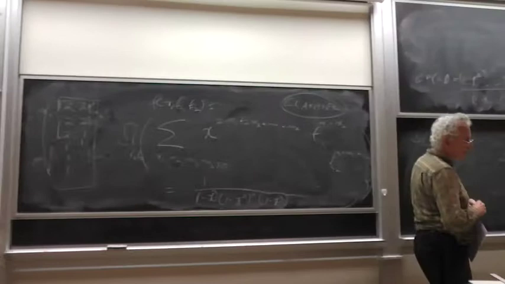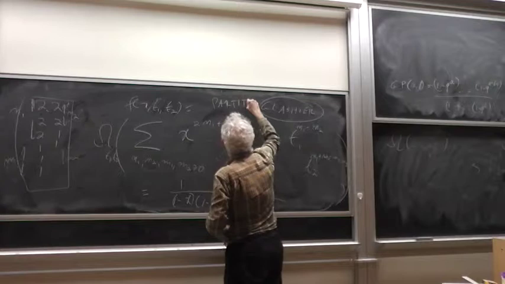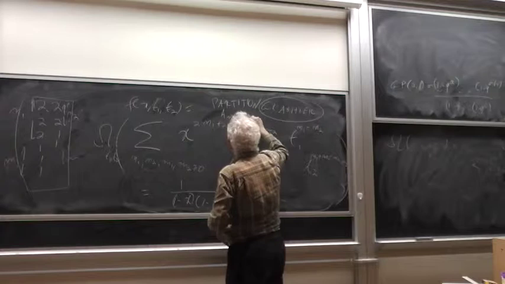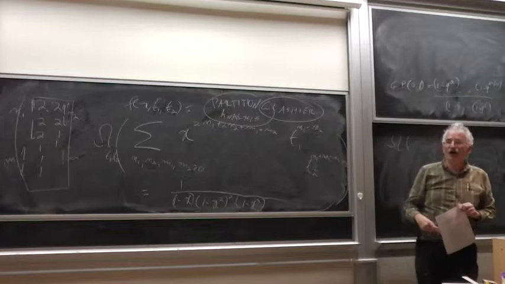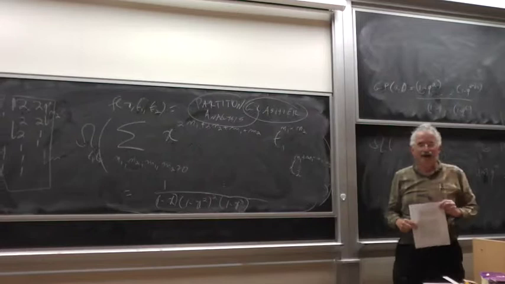MacMahon called it partition analysis. So they implemented, beautifully implemented, the omega operator in a Mathematica package. And it can do so many things, and they first reproved what MacMahon did, and they also proved lots of new things. It's a very powerful thing. So MacMahon got resurrected.